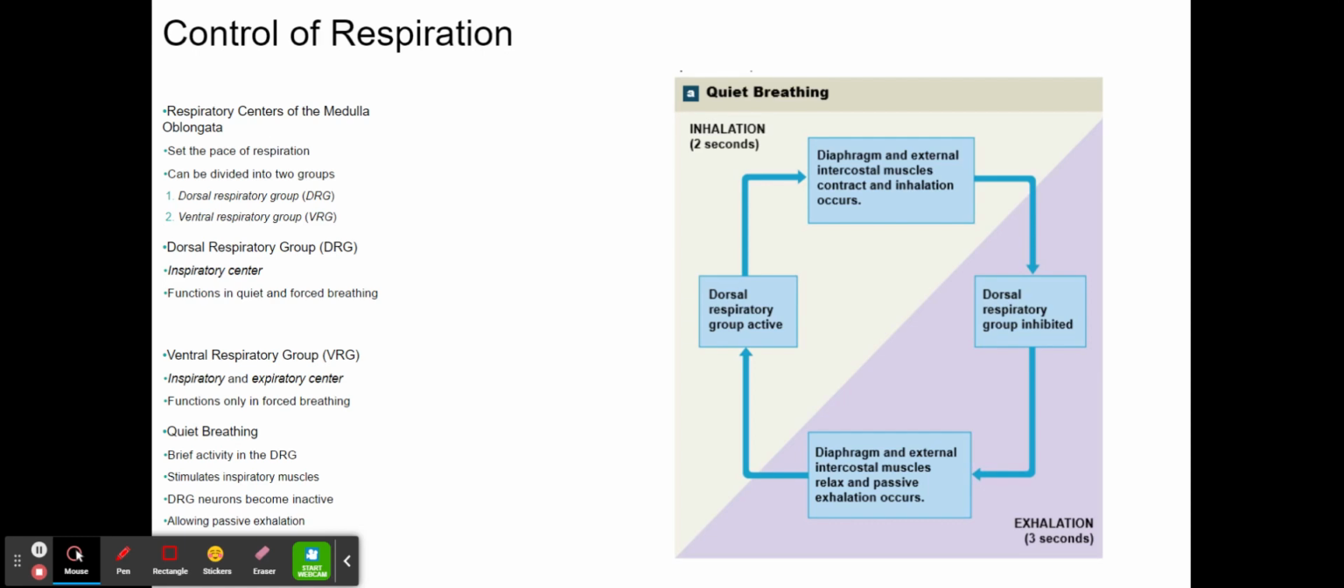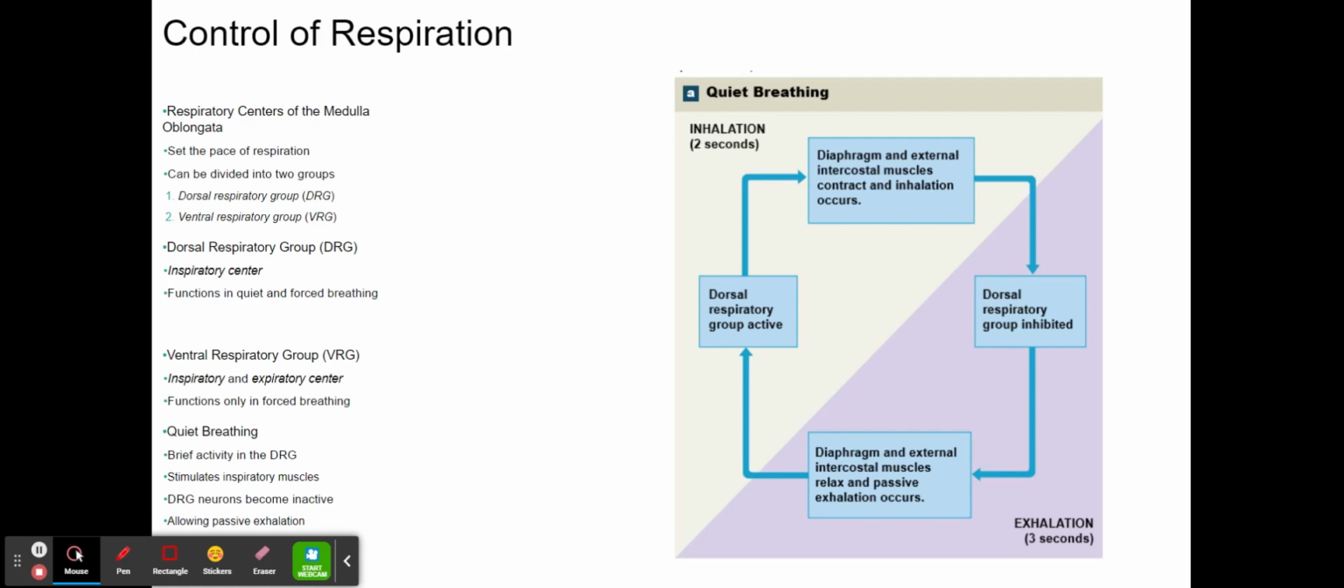When the inspiratory neurons are active, the expiratory neurons are inhibited, and vice versa. The pattern of interaction between these groups differs between quiet breathing and forced breathing. During quiet breathing, activity in the DRG increases over a period of about 2 seconds, stimulating the inspiratory muscles. Over this period, inhalation takes place.